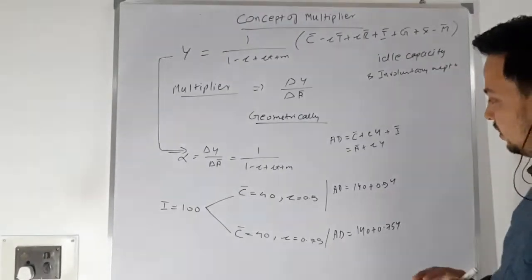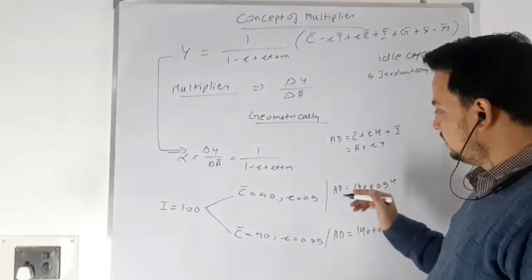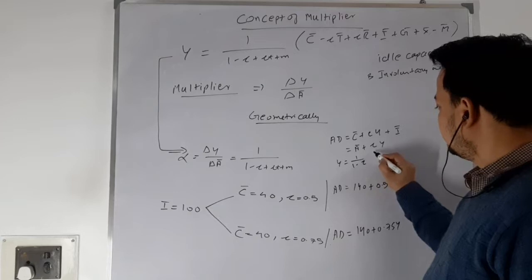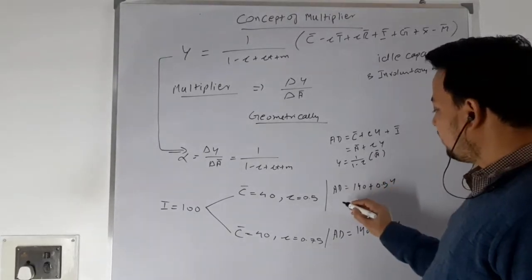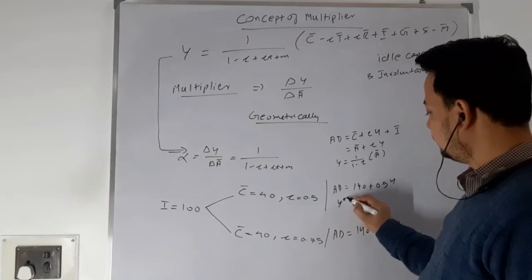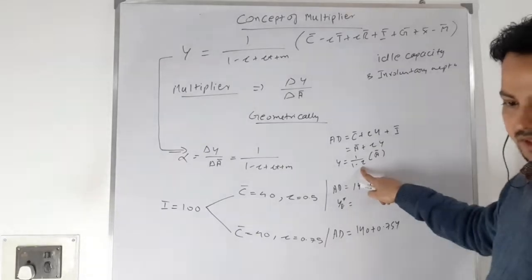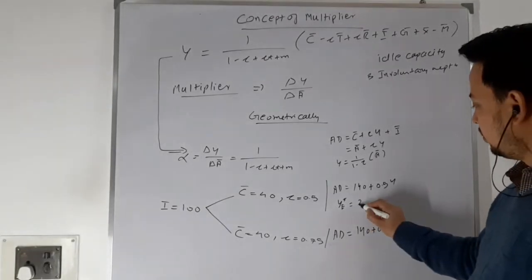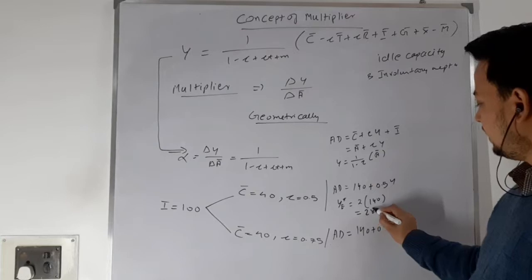Before connoting, the first formula that I have given you: in equilibrium, output will be equal to 1 over 1 minus c times A bar, where A bar is c bar plus I bar. So here what will be my equilibrium income? 1 over 1 minus c is how much? This c is MPC. It will be 2. Yes or no? 2, and A bar is 140. So equilibrium income is 280.